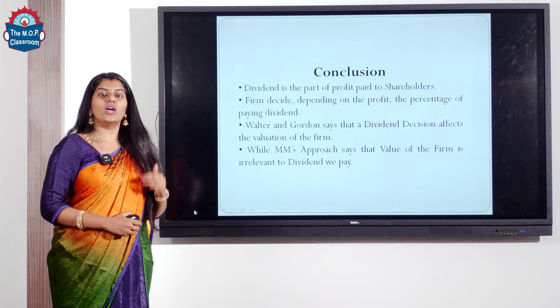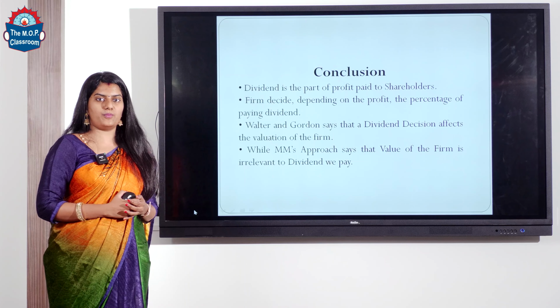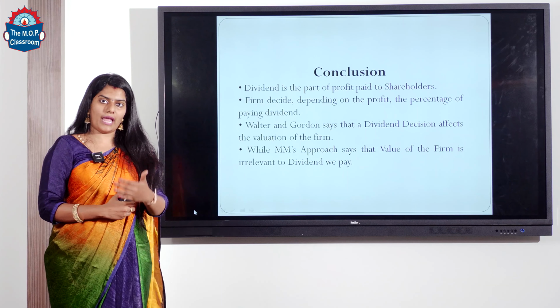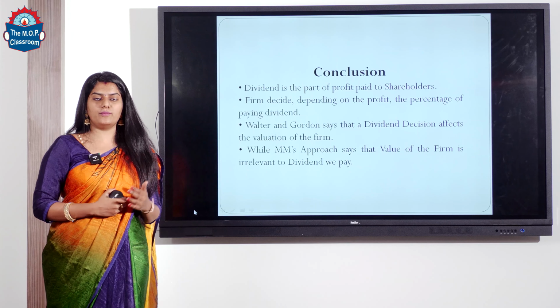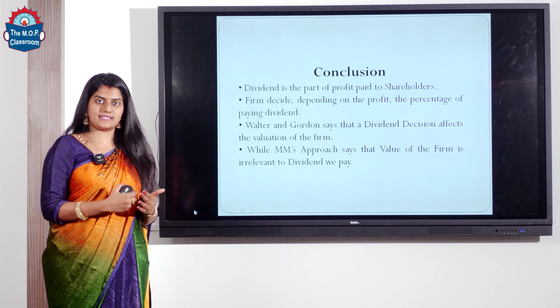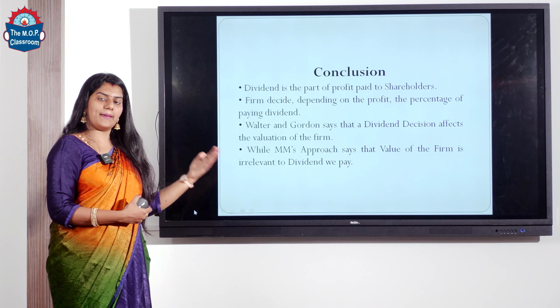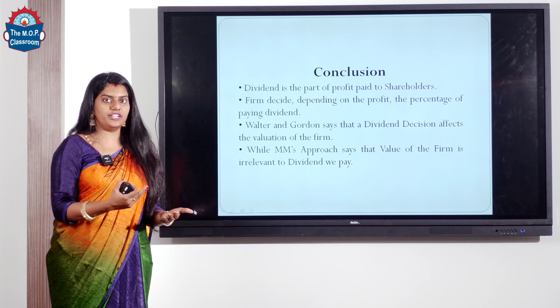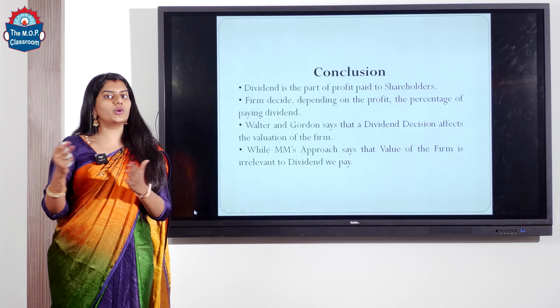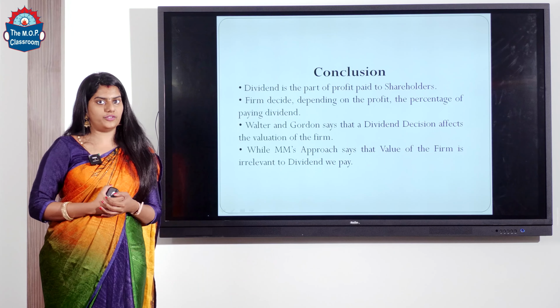On a concluding note, we saw three different models of dividend policy: Walter model, Gordon model and M.M. model. Walter and Gordon models were relevance theories stating that the value of the firm and the dividend policy are relevant, but the M.M. model stated that whatever dividend we pay to the shareholders is not going to affect the entire value of the firm. Thank you.